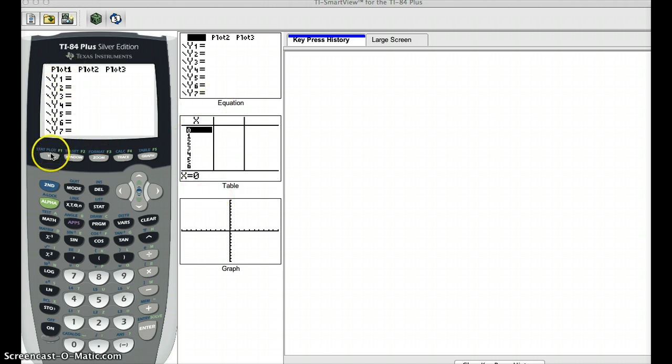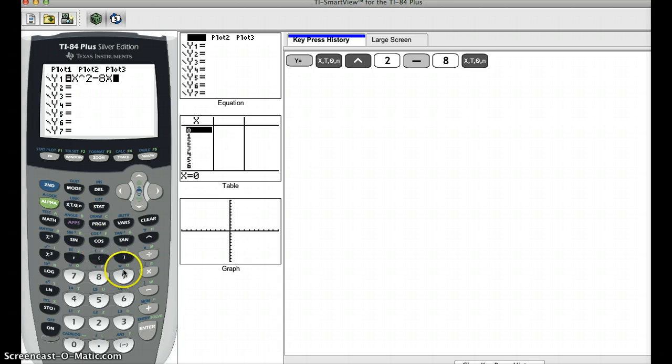So the first thing we need to do is hit y equals and plug in our two equations. We have x squared minus 8x plus 15. That's going to go under y1, and under y2 we're going to put 0. So here's our two equations: x squared minus 8x plus 15 is equal to 0. So we're going to go ahead now and hit graph.